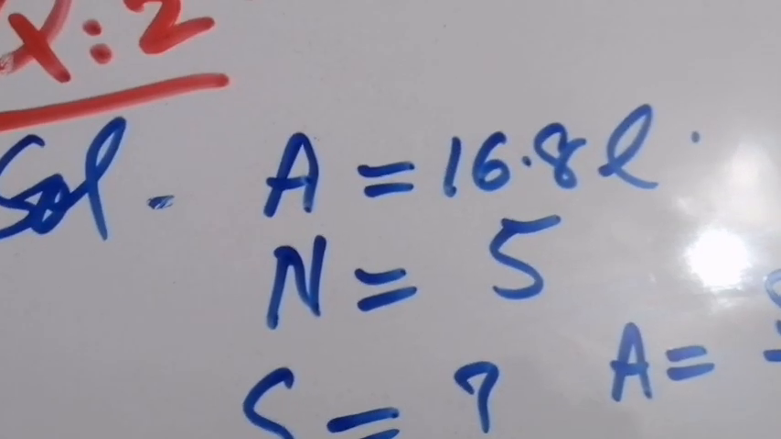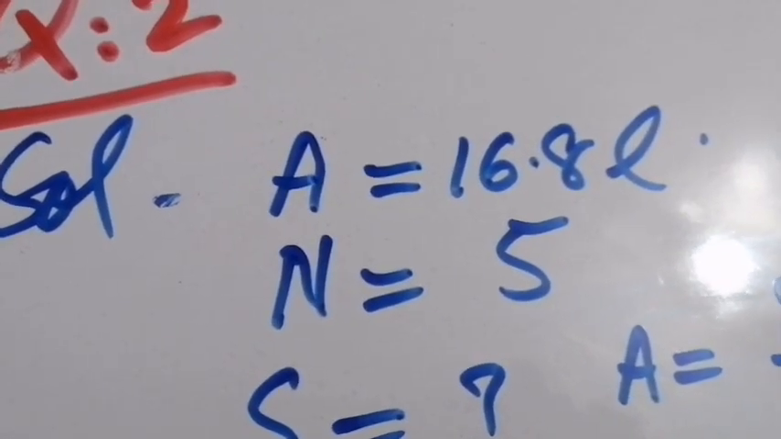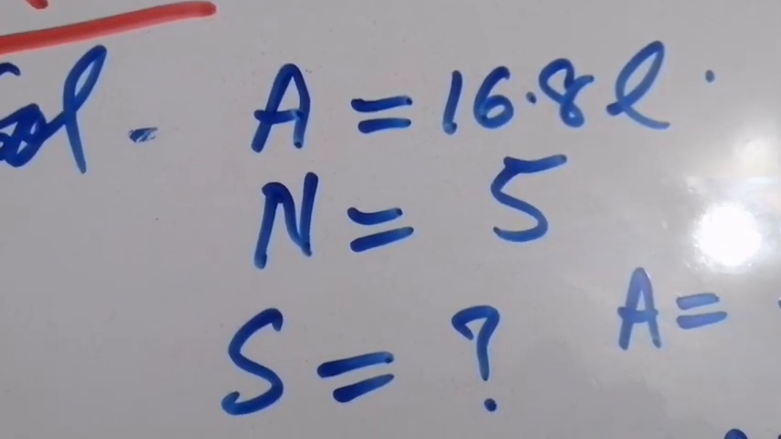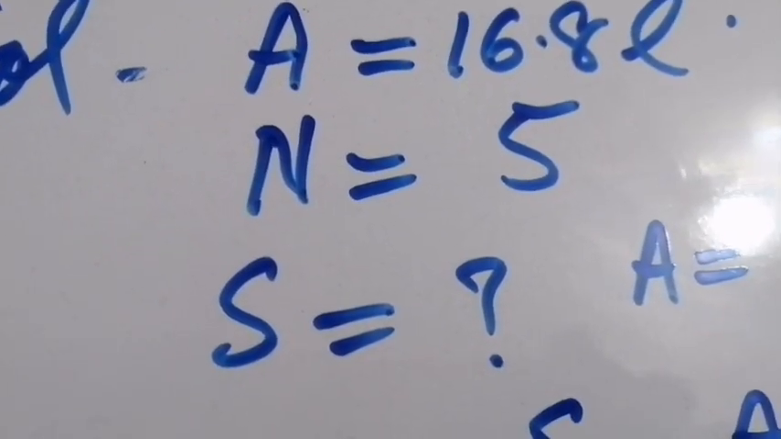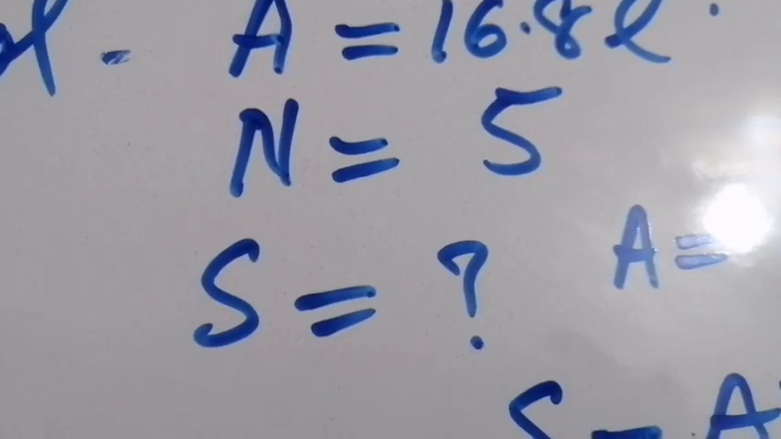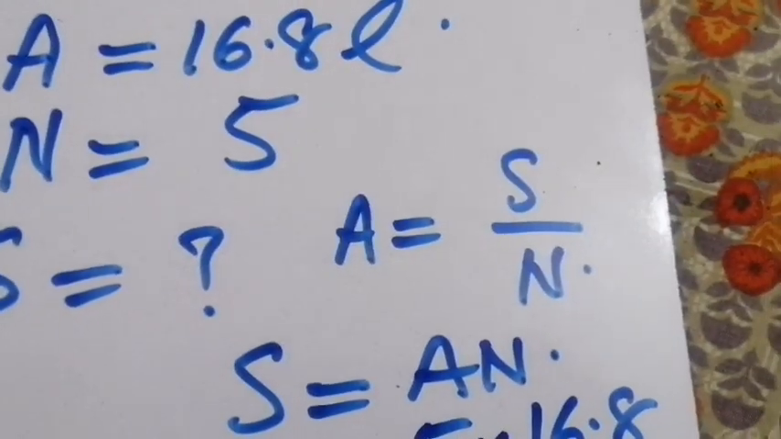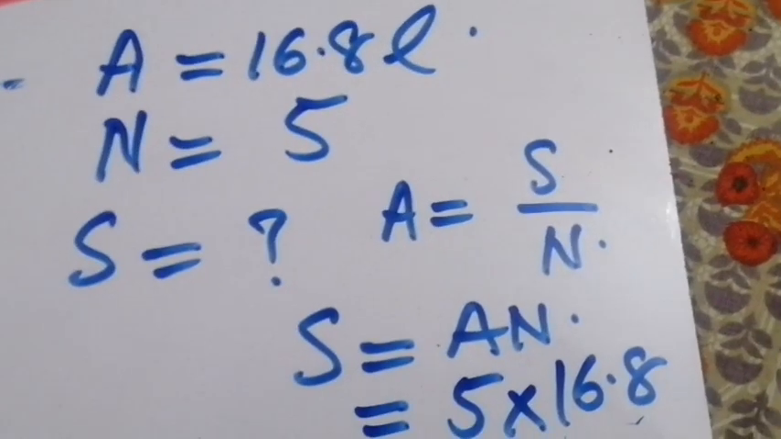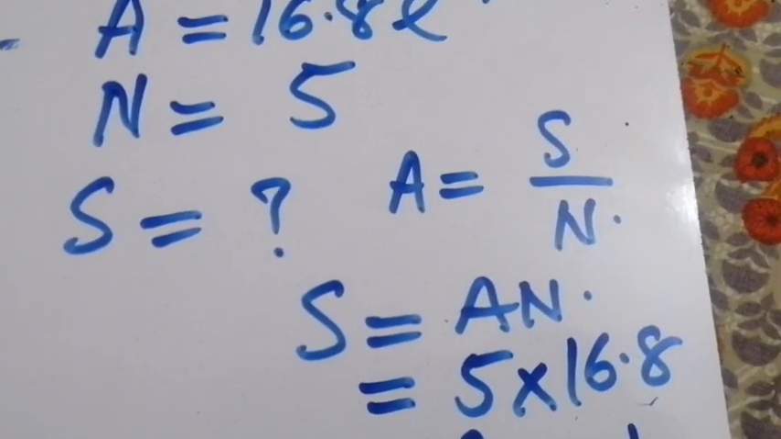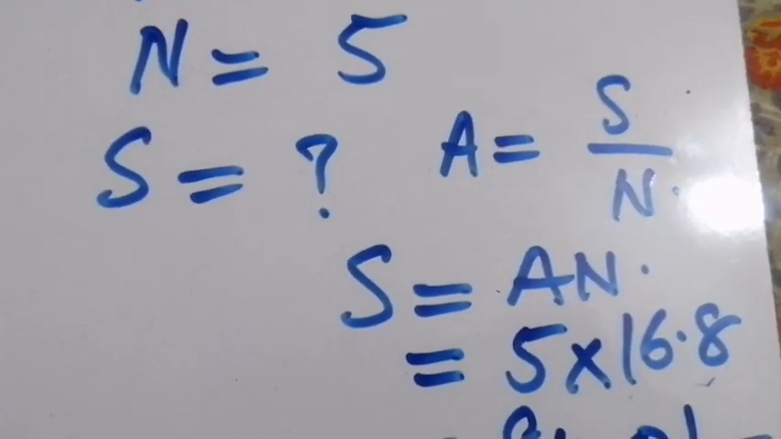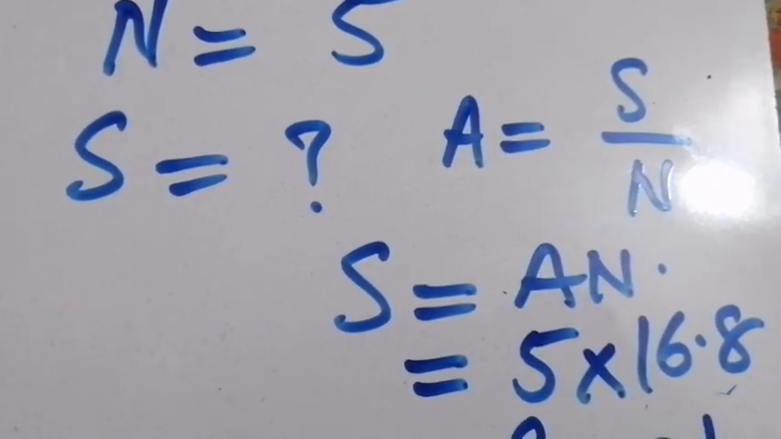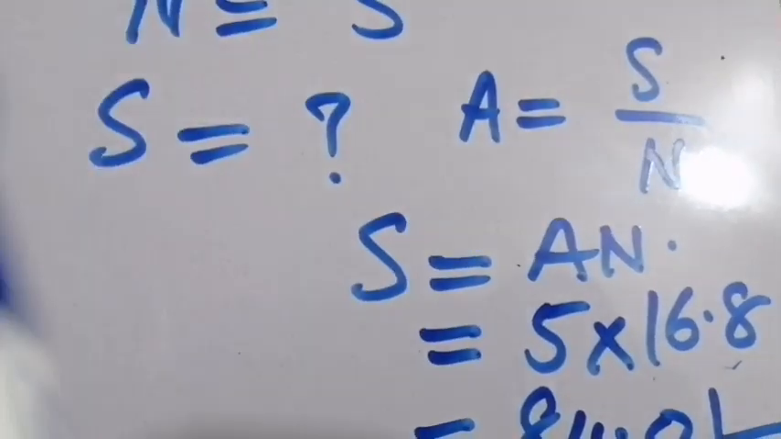A means the average, that is equal to 16.8 liters. N is the number of tanks, that is 5, and we have to find out the sum. What is S? So we know that A is equal to S over N, I mean sum over number of quantities. So here we have to find out the S.